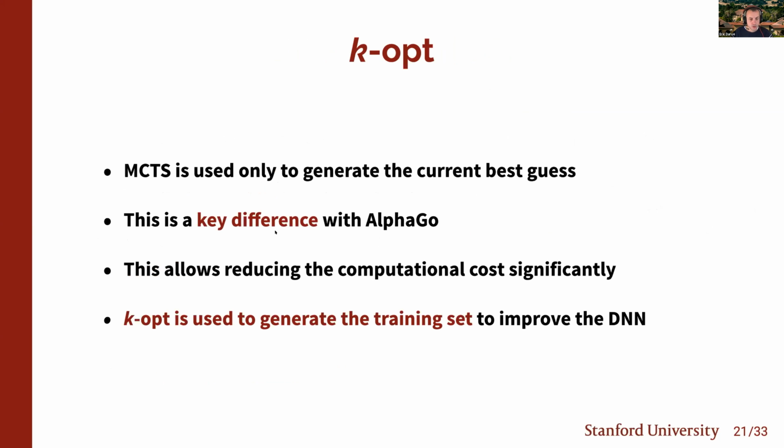Okay. So again, as I mentioned, MCTS, this Monte Carlo tree search, is used only to generate the current best guess, and in AlphaGo, the Monte Carlo tree search is essentially used to generate the entire training set for the deep neural network by using self-play. So instead here we use kopt to generate our training set and improve our deep neural network.